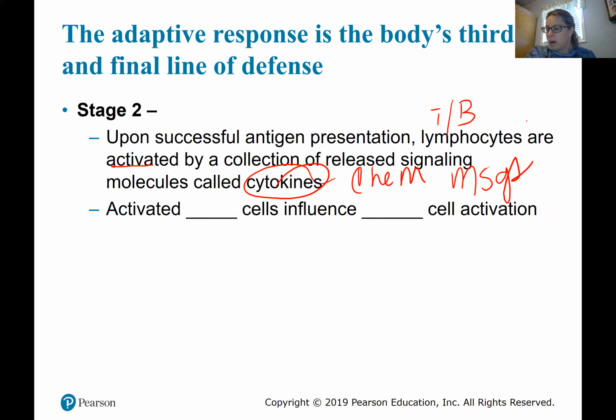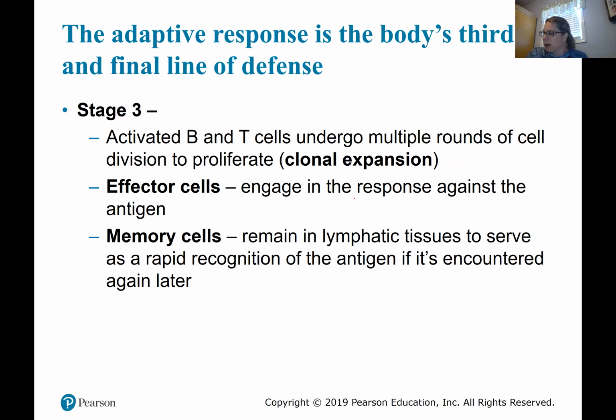Okay, now special T cells are going to also influence or activate B cells. And we'll see how that works when we get into the B cells. Okay, stage 3, that is when those cells are going to go under multiple rounds of cell division. Okay, they're going to undergo mitosis, and this process is called clonal expansion. They're going to basically make a bunch of clones of themselves.